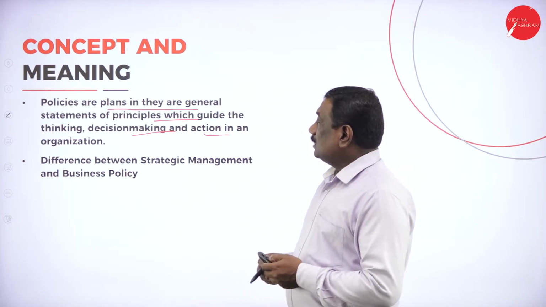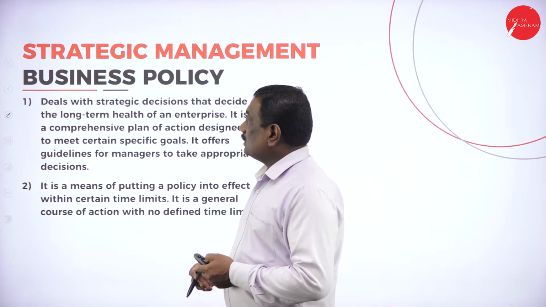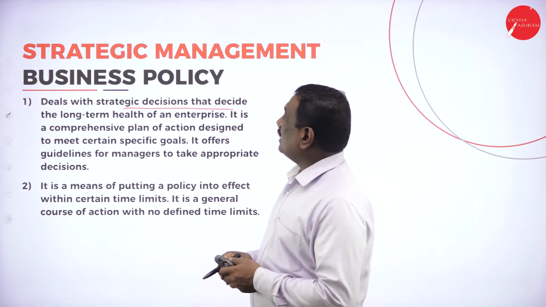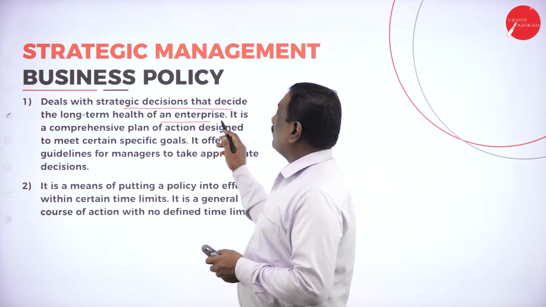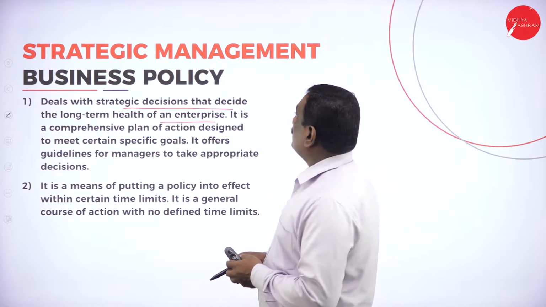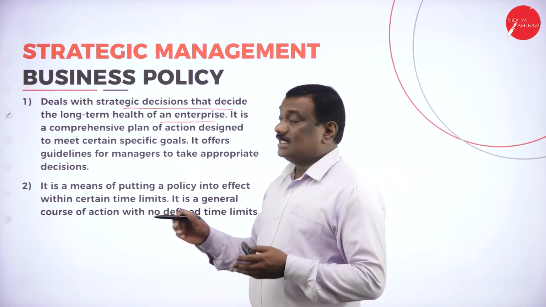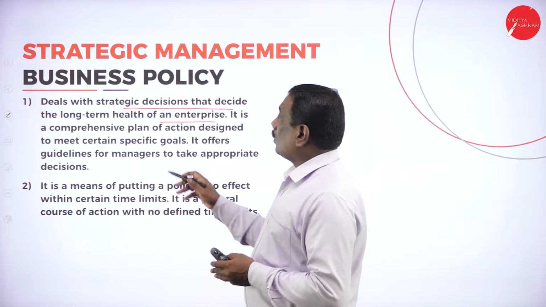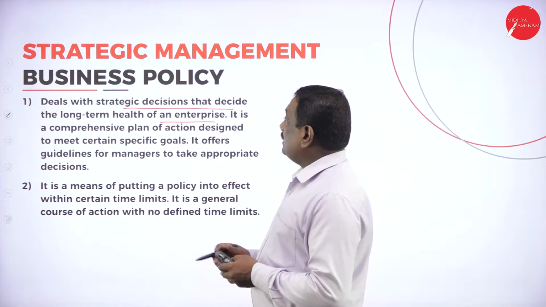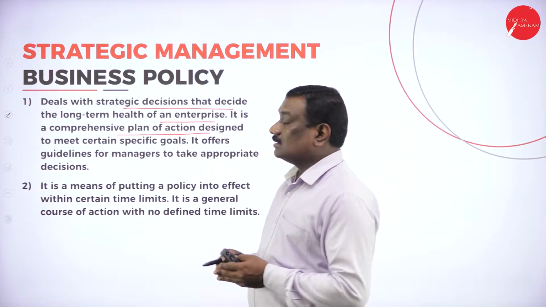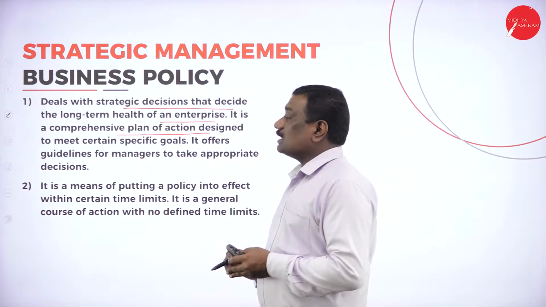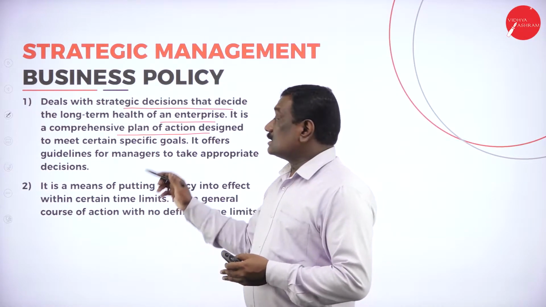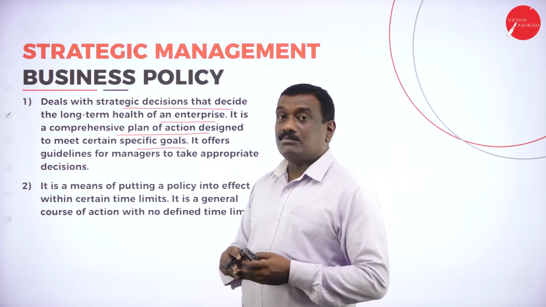Now coming to the difference between strategic management and policy, we can see that it deals with strategic decisions that decide the long-term health of an enterprise. So the strategic management or business policy deals with the strategic decisions that have to be taken for the long-term health of an enterprise. And it is a comprehensive plan of action which is designed in order to meet certain goals or certain specific objectives.